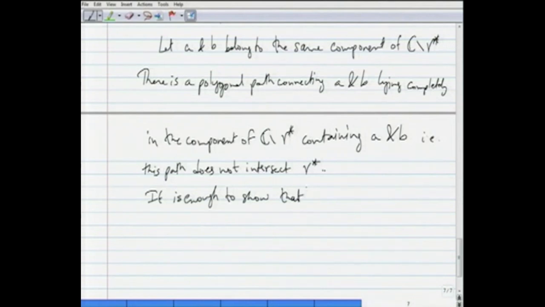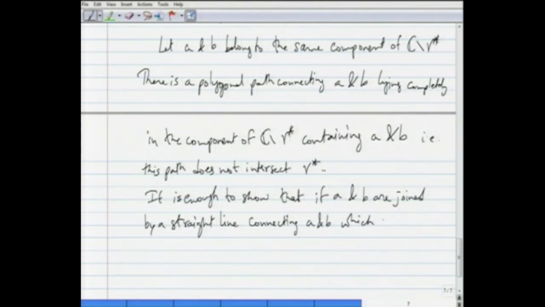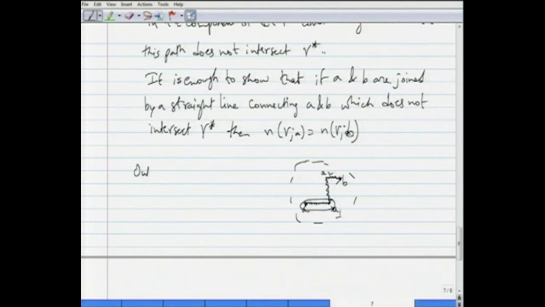that if A and B are joined by a straight line connecting A and B, which does not intersect gamma star, then n of gamma A is equal to n of gamma B. So, outside the segment joining A and B, this is a standard thing that one does.